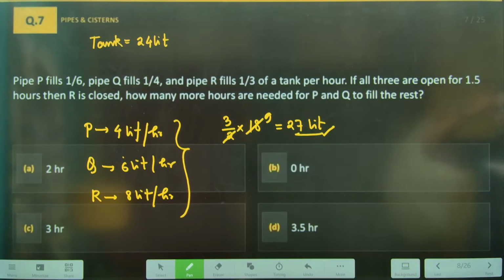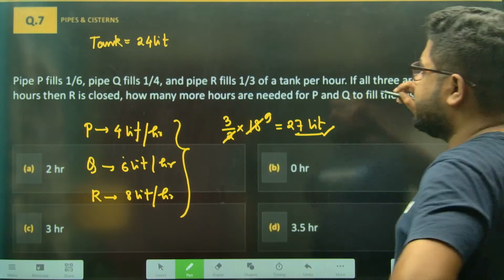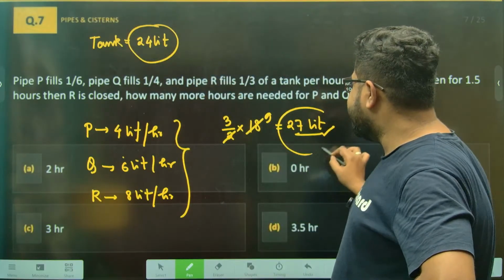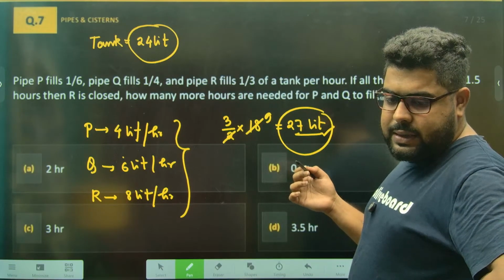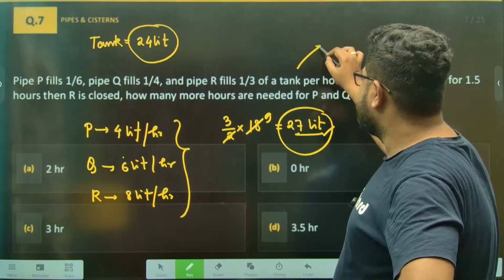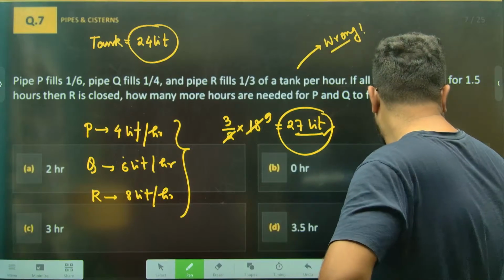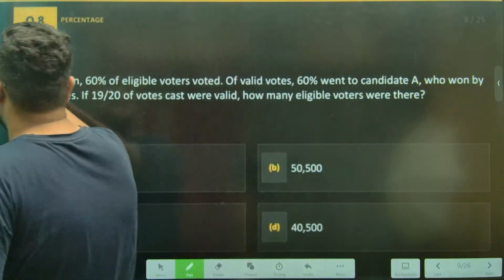Just a second, everyone. I think this is also wrong. So this is also wrong, sir. Please understand. Total volume is 24 liters. In 1.5 hours, they are already filling 27 liters. That cannot happen. That cannot happen, sir. This is also wrong. I cross-checked. There was nothing wrong here. What happened? Chalo, sorry, so sorry.